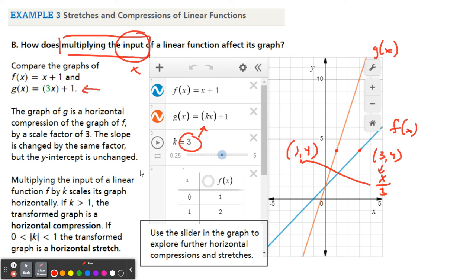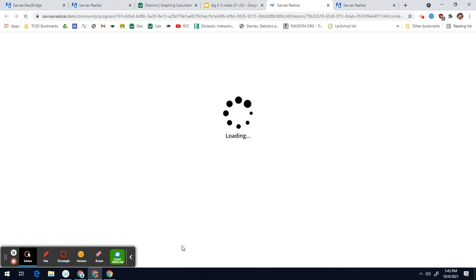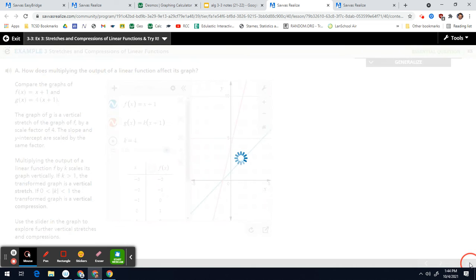So this time, if your k is bigger than 1, you are going to do a horizontal compression. You're going to get closer to the y-axis. So notice that this blue got closer to the y-axis. And if your k value in with the x is between 0 and 1, if it's a fraction of some sort, like a 1/2, you're actually going to horizontally stretch it. It's actually going to get wider. So it has like a backwards effect compared to the vertical. So let's go ahead and take a look at this. Okay, so let me get to part B.